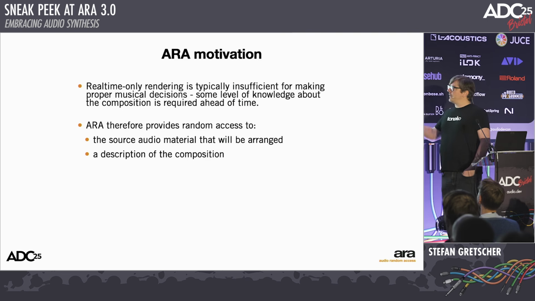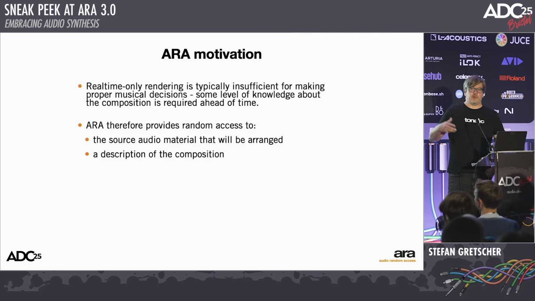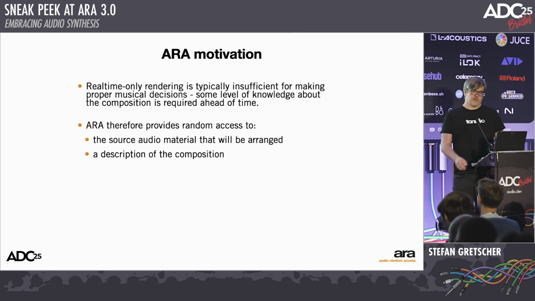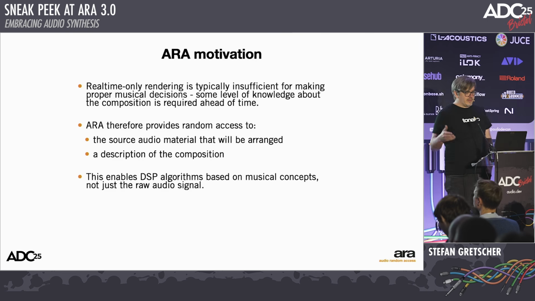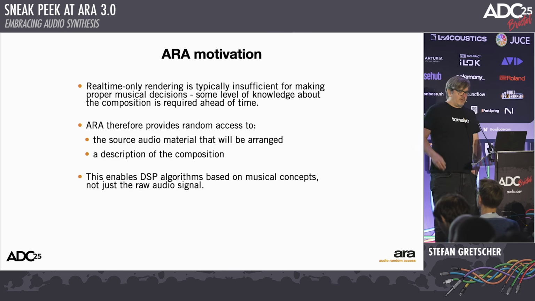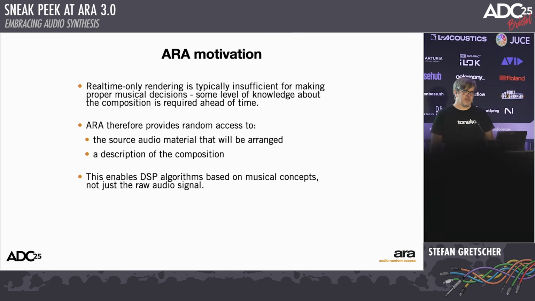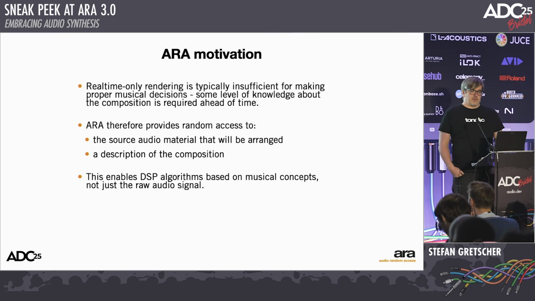And this is where ARA comes in. It provides random access not only to the audio source material that you want to use in building your song, but also, very important, to the composition that you want to use this in. And this enables DSP algorithms that actually make musical decisions and not just look at the raw audio signal. This approach turned out to be very powerful, not just for Melodyne, but there are many other ARA plugins on the market right now. And it's adopted by the vast majority of the DAWs at this point.